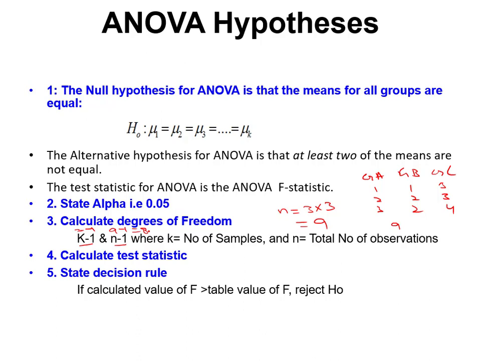Okay, you can freely move, as I have already recorded one of my lectures on the degree of freedom. Before going further, you also need to watch that video in order to understand the meaning of degree of freedom, where k is equal to the number of samples and n is the total number of observations. So how many observations do we have? 9. 9 minus 1. Once again, this is the degree of freedom for between, and this is the degree of freedom for within. Then we will calculate the F statistic.